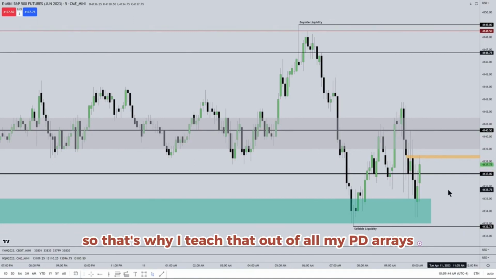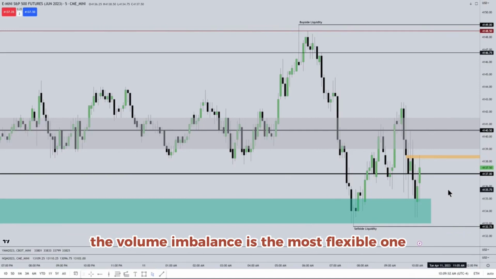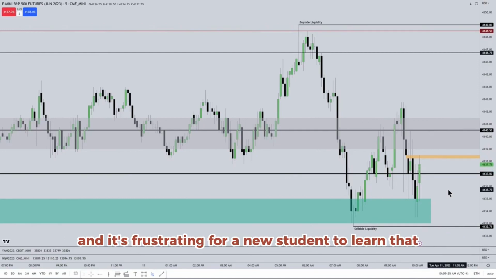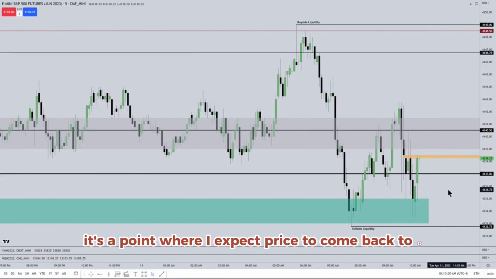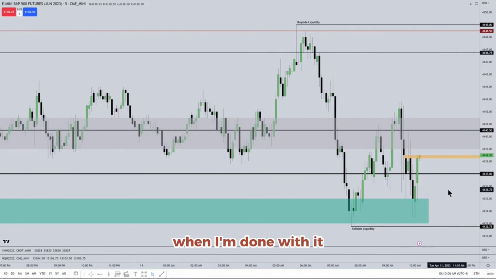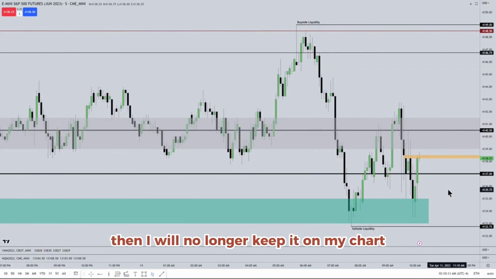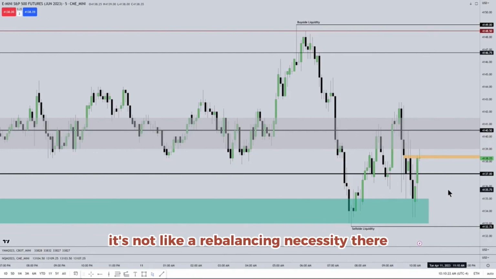So that's why I teach that out of all my PD arrays that are influential to me in my analysis, the volume imbalance is the most flexible one. And it's frustrating for a new student to learn that because they don't know what to do with it. It's a point where I expect price to come back to, and it can come back to it multiple times. When I'm done with it is when it lays a body across it, and then we move away from it. Then I will no longer keep it on my chart. But as long as it stays open and there has been no body laid across it, it doesn't need to have both directions. It's not like a rebalancing necessity there.